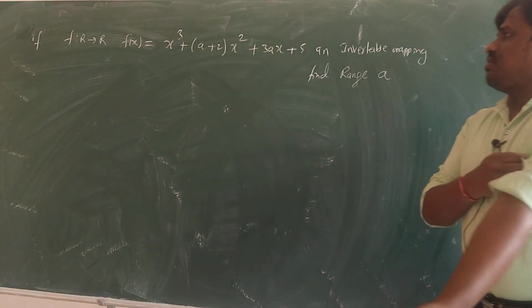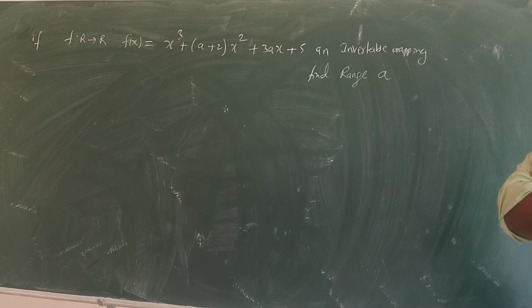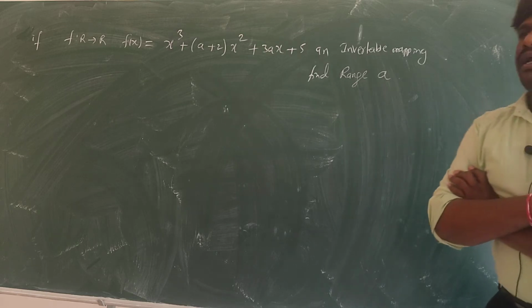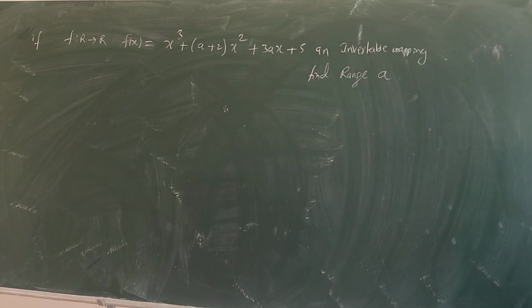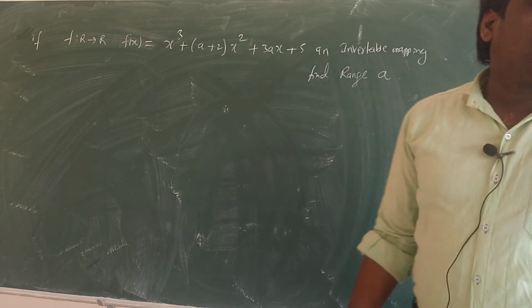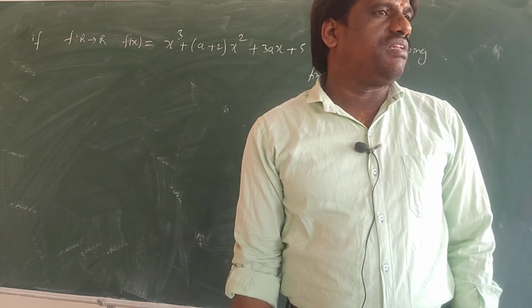See here, f from R to R, f of x is equal to, see here, this is an important question, make it a star. And previously such questions were asked. f of x is equal to x cube plus a plus 2 times x square plus 3ax plus 5 is an invertible mapping. Find the range of A. Mapping means function. Invertible function. So you have to find the range of A if it is invertible.